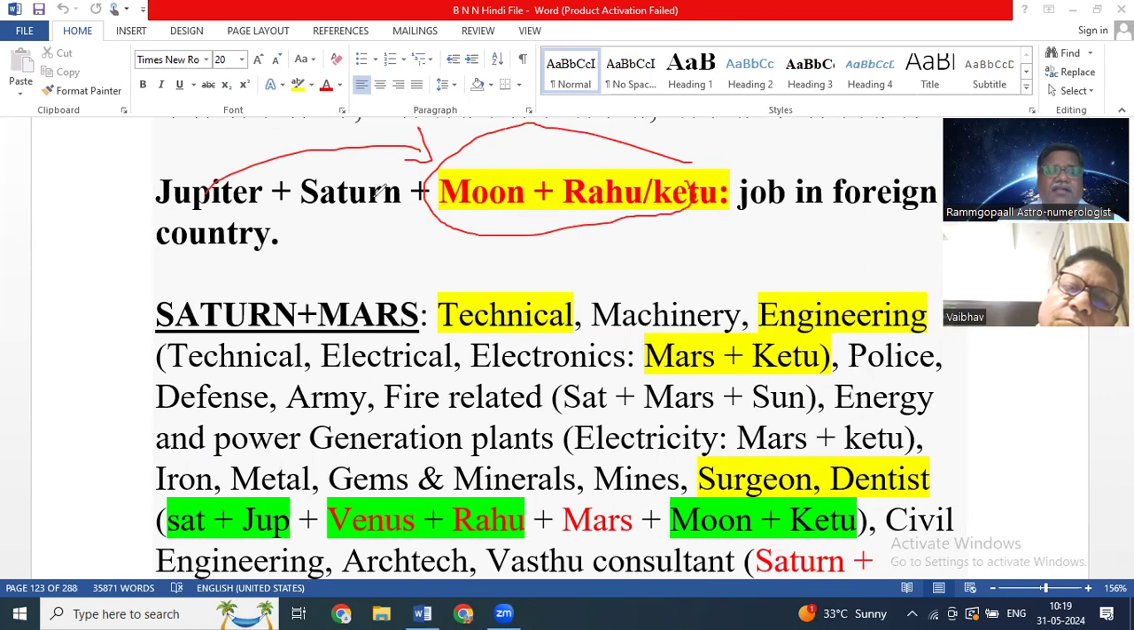But Saturn should be connected to Moon because Saturn is profession. Why is he visiting a foreign country? To promote his business or his job, to get a job. Saturn is the profession karaka, karma karaka, vritti karaka. So if Jupiter plus Saturn plus Moon with Rahu or Moon with Ketu are there, then we can say the native will get a job in a foreign country.